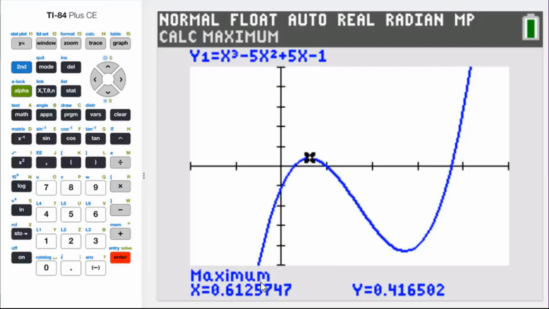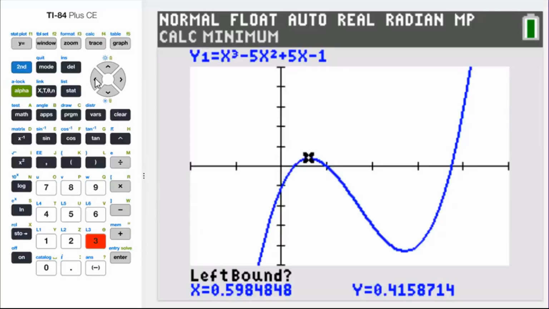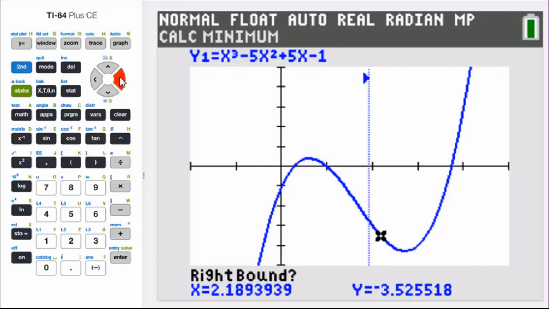Yeah, they give you the maximum value, that's 0.417. How do you get the minimum value? This is a minimum value here, so I do the second trace. I'm looking for minimum value. I press 3. So move the arrow to the left bound of this minimum value now. I put the enter. Then move the arrow to the right side of this minimum value. And then I put the enter, enter. They give you the minimum value, negative 4.27.